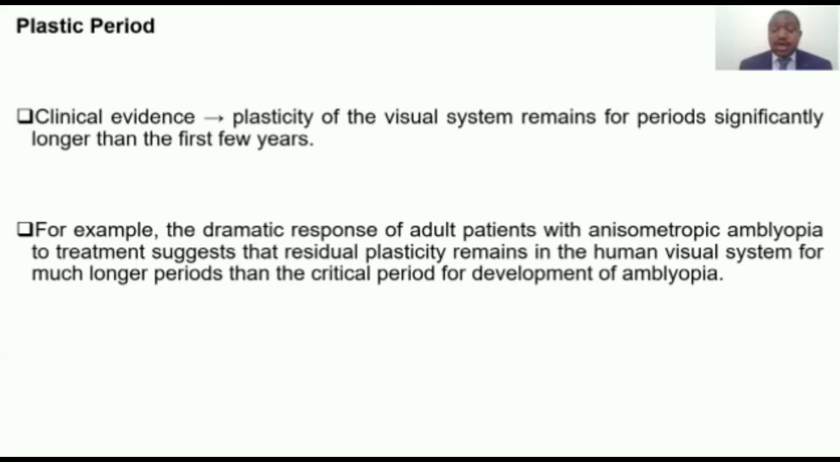Some patients with anisometropic amblyopia have a significant improvement in visual acuity and respond well to treatment with occlusion. This gives clues that the sensitive period may last longer than just 10 years. Now we will move to the investigations of amblyopia. We start with the signs.